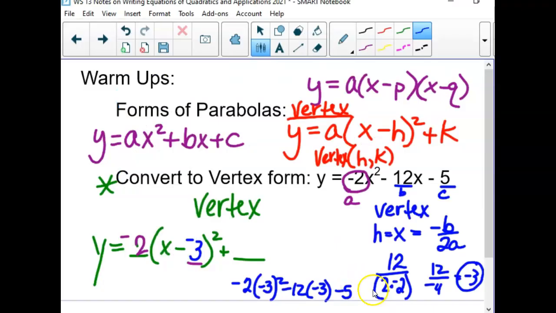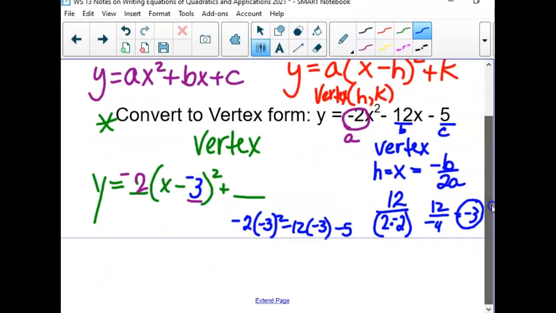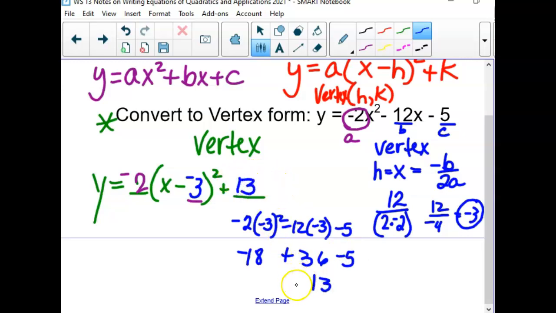Let me go back and do it. This should be positive 9 times negative 2 is negative 18. This should become a plus 36, which is 18 minus 5, I got 13. Did someone else get 13 on their calculator? Okay. So positive 13 is the K value.